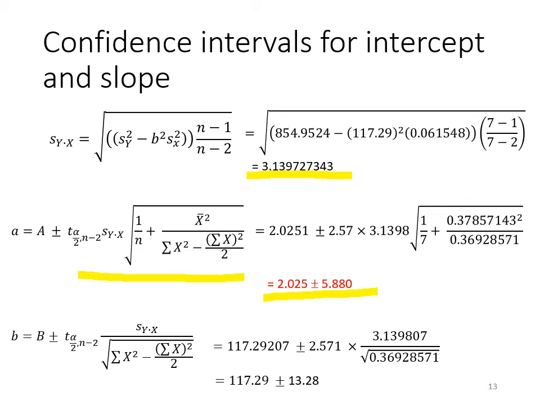And then we have the confidence interval on our slope. And you can see that that is 13.28. So our slope can range from 117.29 plus or minus 13.28.